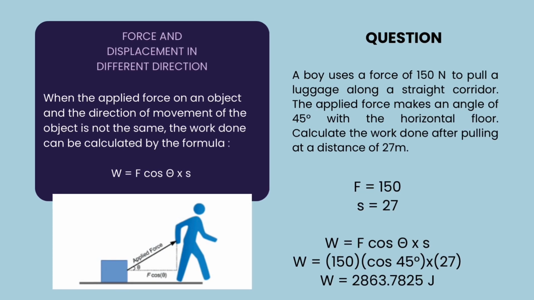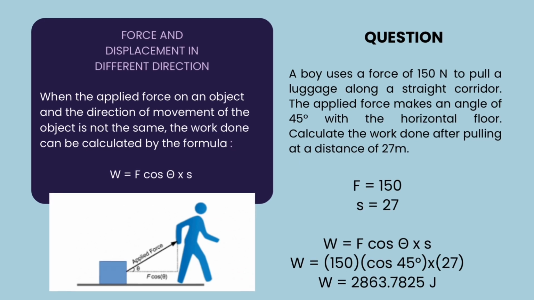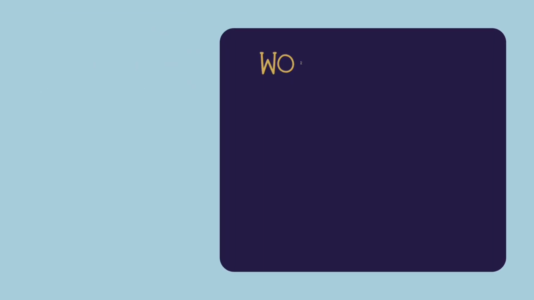Now, what happens if the force and displacement is in different direction? For this case, we must use a different formula, which is W equal to F cos theta multiplied by S. Looking at the question, the first thing we must do is to identify the force, displacement and cos theta in the question, which is 150, 27 and cos 45 degree. Then, use the formula W equal to F cos theta multiplied by S to get the answer.